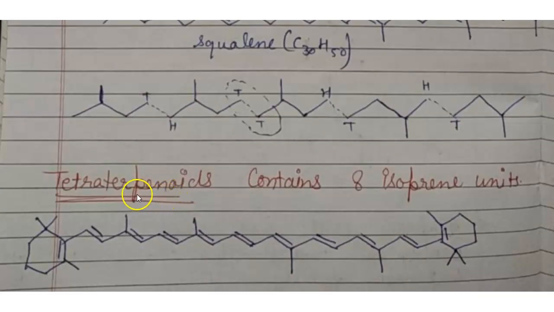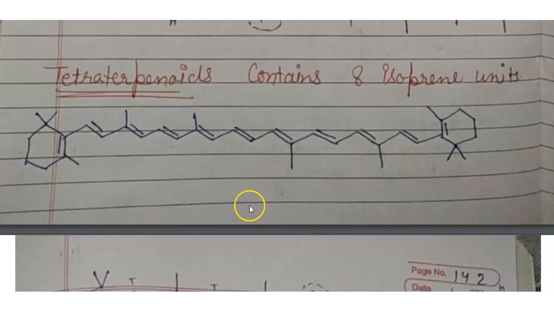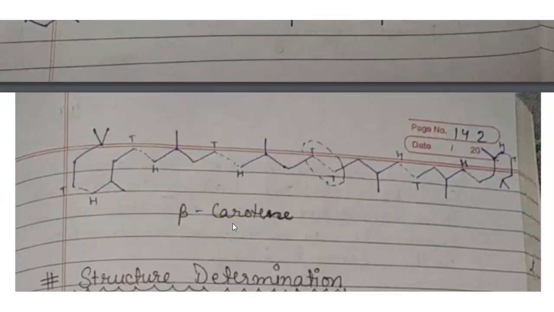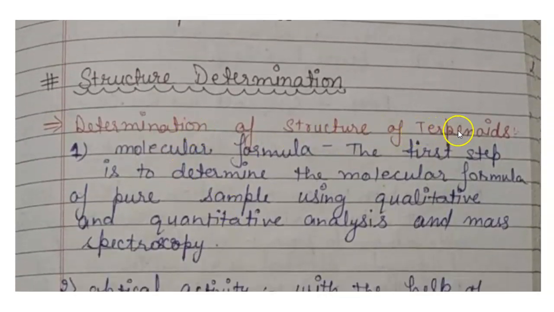Next, tetraterpenoids contain 8 isoprene units. You can see that this is beta carotene. Next is structure determination, the determination of structure of terpenoids.